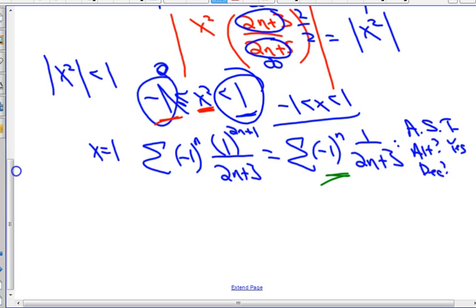Is it decreasing? Yes, it is. As you increase n, the denominator gets larger, your fraction gets smaller. What happens as we go to infinity, to the nth term? Well, as we go to infinity, 1 over 2n plus 3 goes to 0. So this converges. So we come back to our interval, and we include that 1. All right, not too bad. Let's get the last endpoint. Let's get the -1.